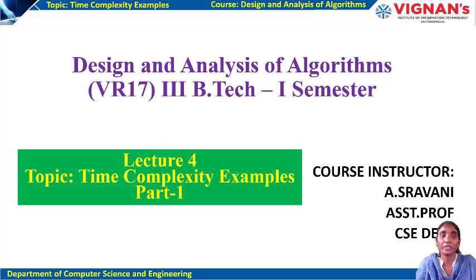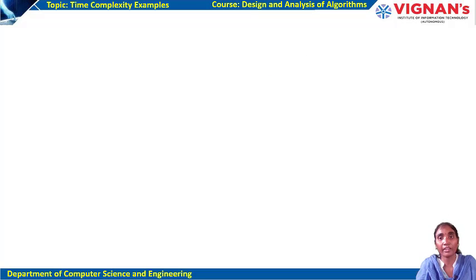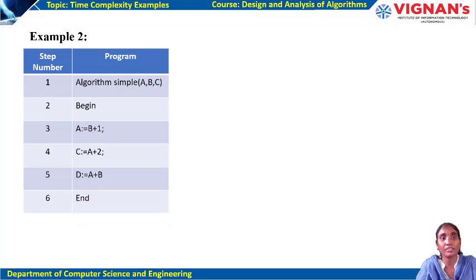Today we'll have a lecture on time complexity examples. In the last class we learned time complexity and also saw a time complexity example. Only one example we have seen, that is the sum of n numbers in an array, right? So today we'll have some more examples.